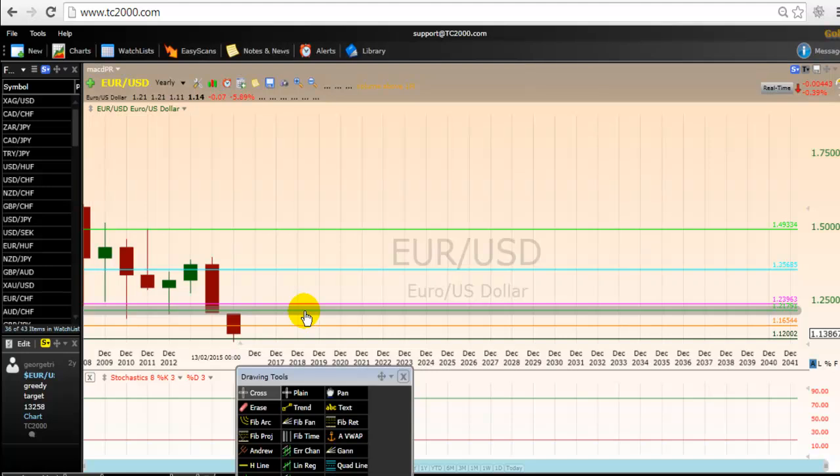So you want to note down the short-term equilibrium price level, the long-term equilibrium price level, the key support 1 at 10790, and also the key support 2 at 9401. I doubt that the euro will reach the level of 9401.